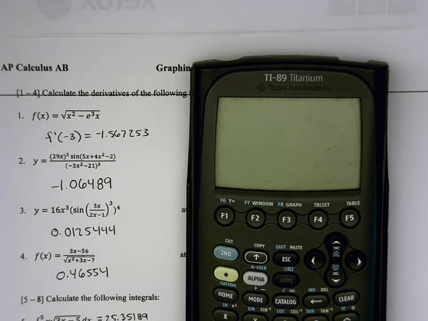Okay, over the last year, we have learned 3 tools that we need to know for our test. Those 3 tools are taking a derivative, taking an integral, and solving. And so this video is designed to specifically review those 3 tools. This one's for the 89.